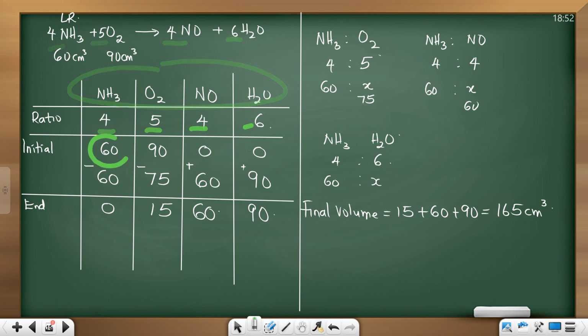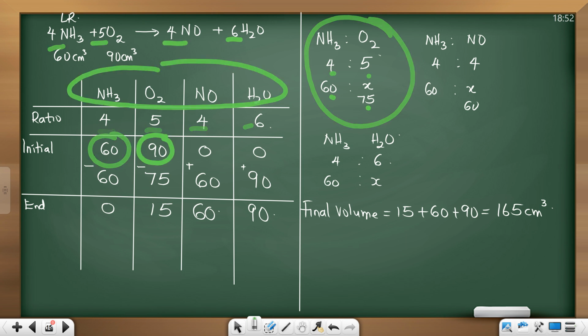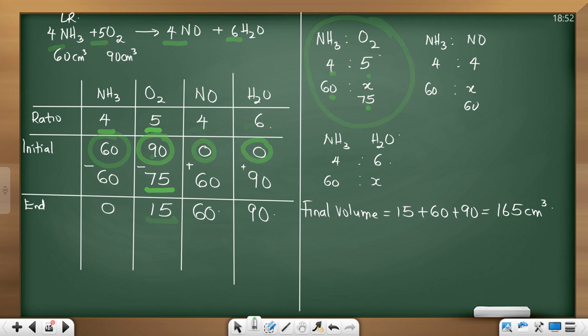We started with 60 here and 90 there. Mole ratio, that's what we're doing. That 4 to 5, 60 will be to 75. So it means I used 75 and I'm left with 15 from 90. But these ones are 0, 0. You know why? They are products. At the beginning, we don't have them. Again, mole ratio would give us just exactly what we did. 4 to 6, 60 to x. X would be 90. 4 to 4, 60 to x. X would be 60.